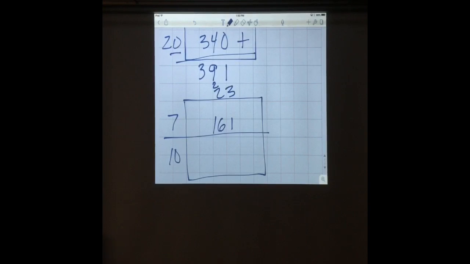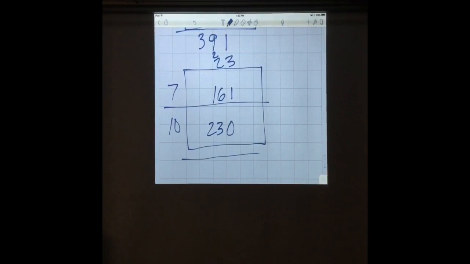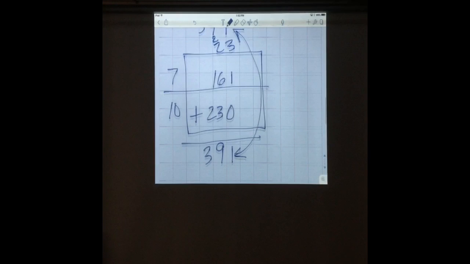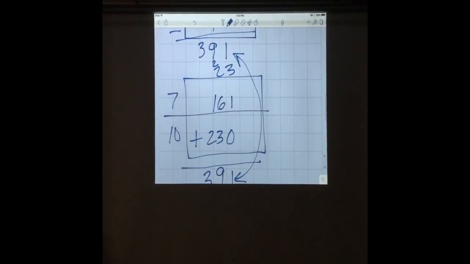And 10 times, well, 0 times 23 is 0. 1 times 3 is 3. 1 times 2 is 2. And 0 plus 1 is 1. 6 plus 3 is 9. And 2 plus 1 is 3. This is the same number as we got up here. So you could do it either way and it'll still work. Does that make sense? Yes.